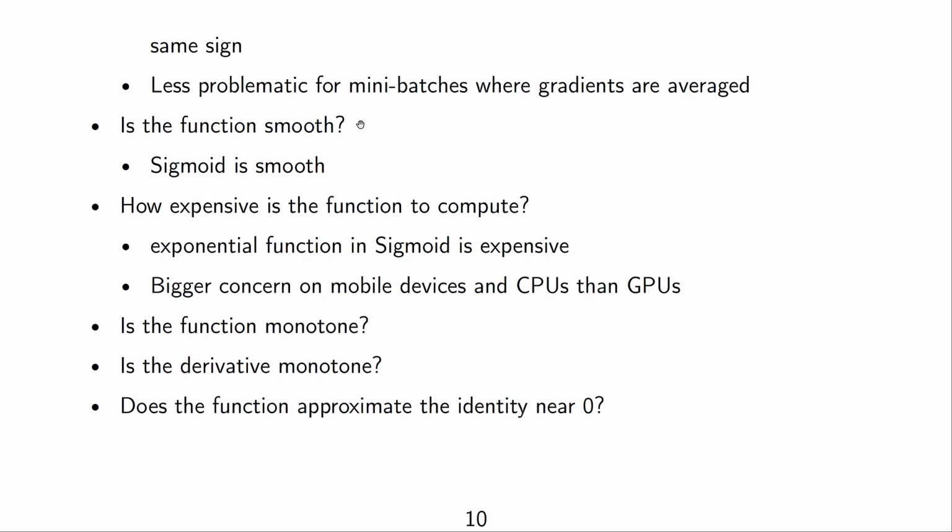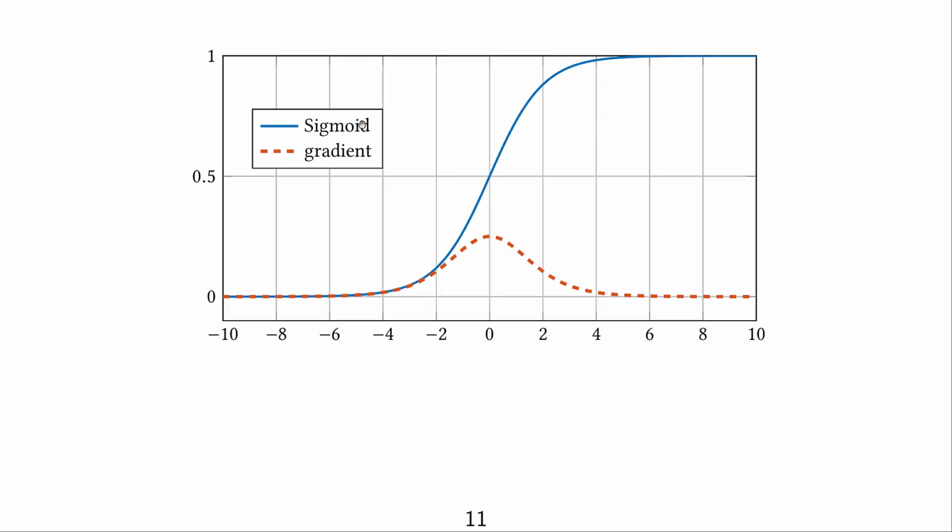Next question to ask is, is the function smooth? Again, looking at the sigmoid function, probably you have to look at the equation. You can know the function is smooth, and you not only ask, is the function smooth, but often you also ask about the smoothness of derivatives.